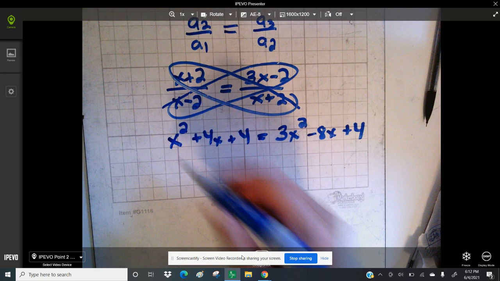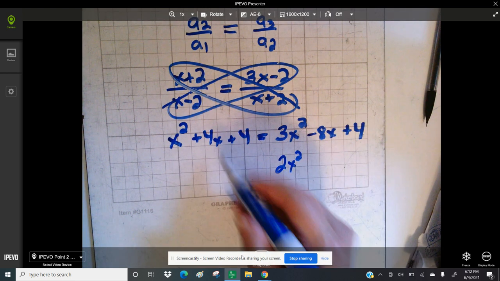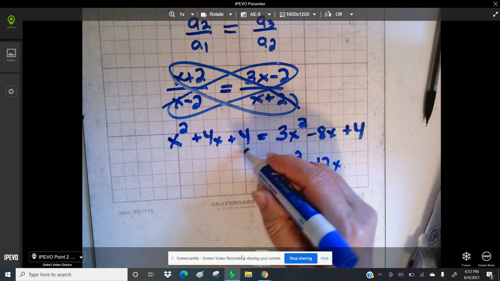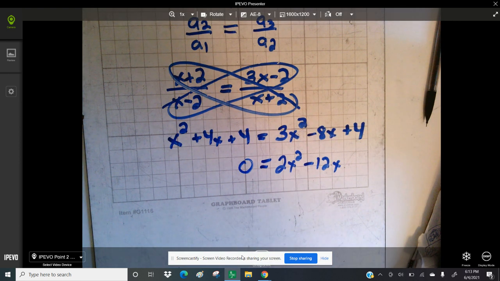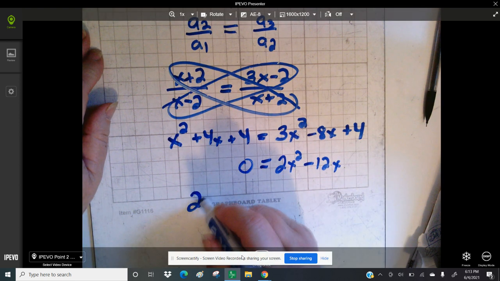solve this quadratic equation. So I'm going to subtract the x terms over, so this will be 2x squared. I'm going to subtract the 8x over, so that'll be minus 12x, and I'm going to subtract the 4, so that'll just be 0. So now I have this equation here. I can solve this by factoring.